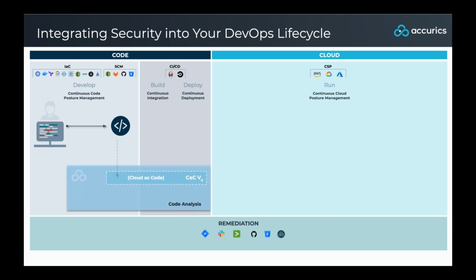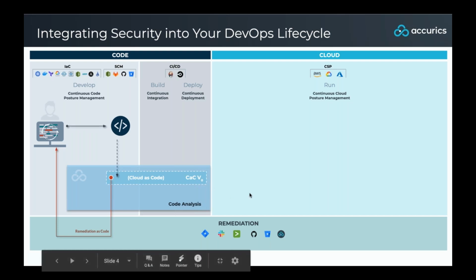So at Accurex, the first thing we do is we convert all of the infrastructure as code across all of the developers' tooling into an intermediate language we call Cloud as Code. So in this picture, you can see Cloud as Code v0, and this helps us understand what the architecture looks like across all of your tooling. If we detect a risk, the developer will get immediate feedback on what's the issue, and we provide remediation as code that he can incorporate into the code base to eliminate that issue.